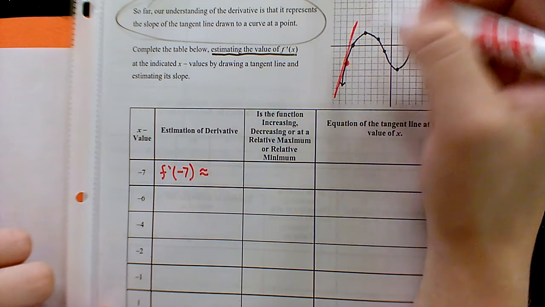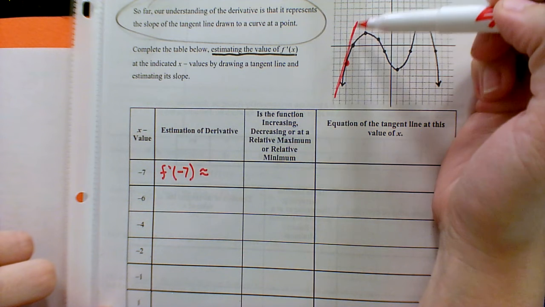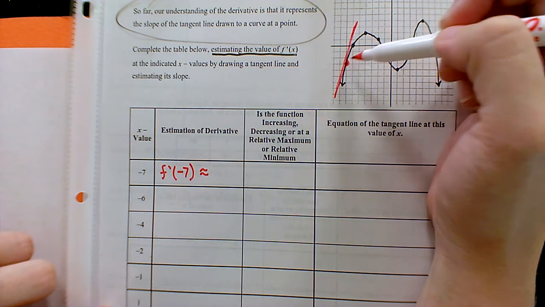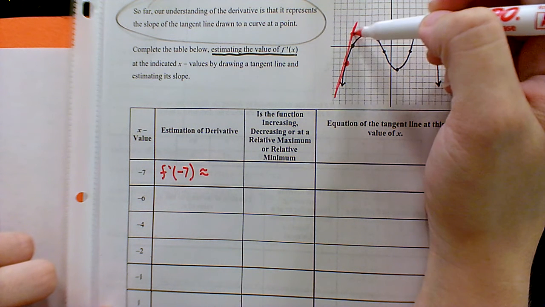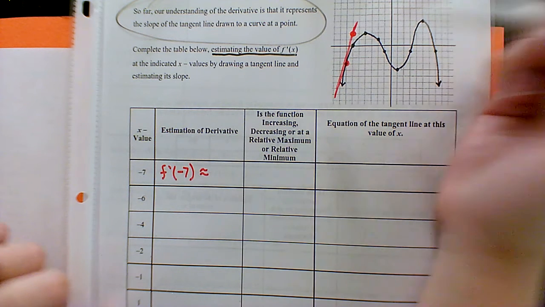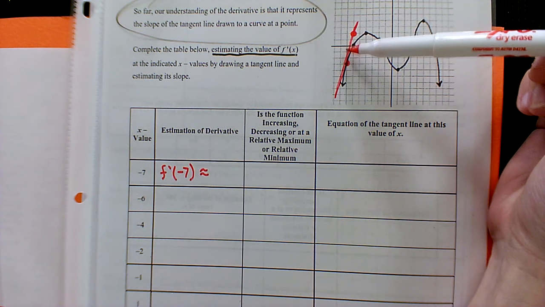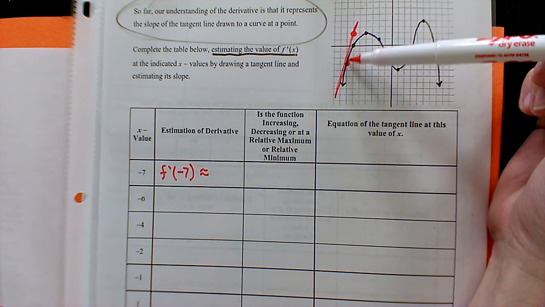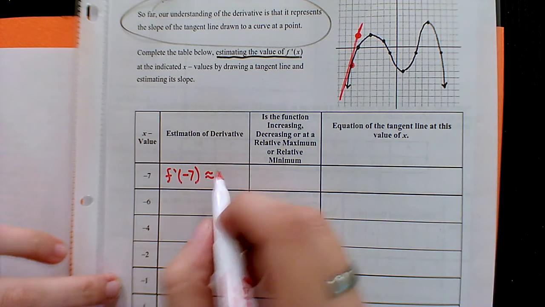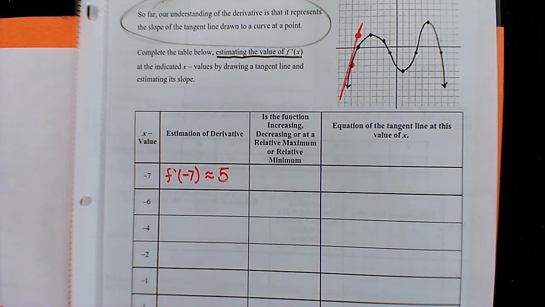So after you draw your tangent line, I want you to find another really good point somewhere on that line. Looks like I have one right there. And can you calculate the slope between those two points? What is the slope of that red tangent line? Can you figure out rise over run? What does it look like it is roughly? Yeah. Rise 5 over 1 run. So basically 5, okay?